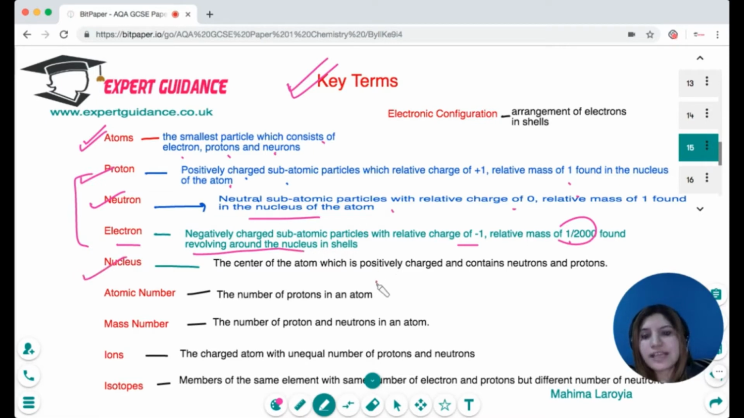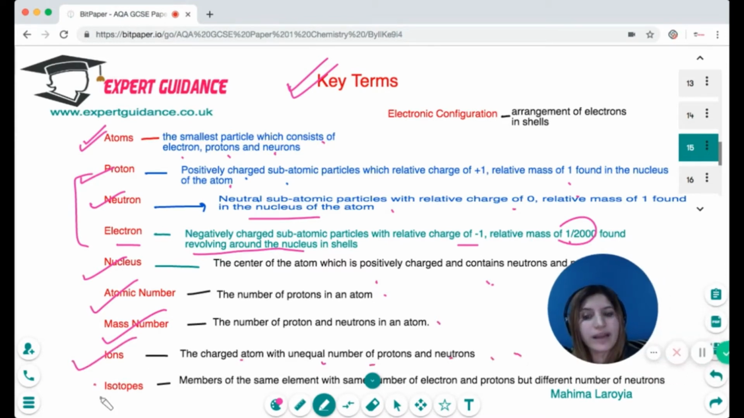Nucleus is the center of the atom with a positive charge, which contains neutrons and protons. Atomic number is the number of protons. Mass number is the number of protons and neutrons. An ion is a charged atom with an unequal number of protons and electrons. Isotopes are members of the same element with the same number of electrons and protons but different number of neutrons. Electronic configuration is the arrangement of electrons in shells. I hope all these key terms in this unit are clear to you.